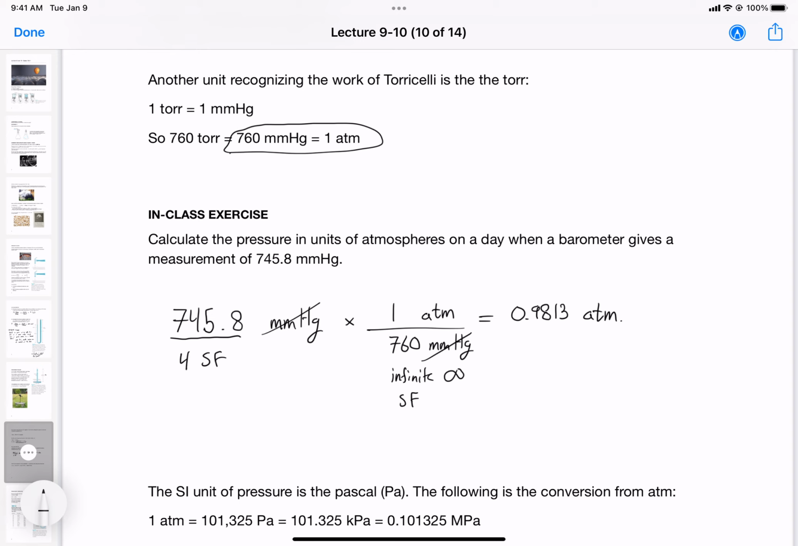Okay, so we'll stop there for this video and pick it up in the next one, and we'll talk more about some other pressure units, and we'll start talking about gas laws and how we use this in terms of chemistry and the chemical industry.